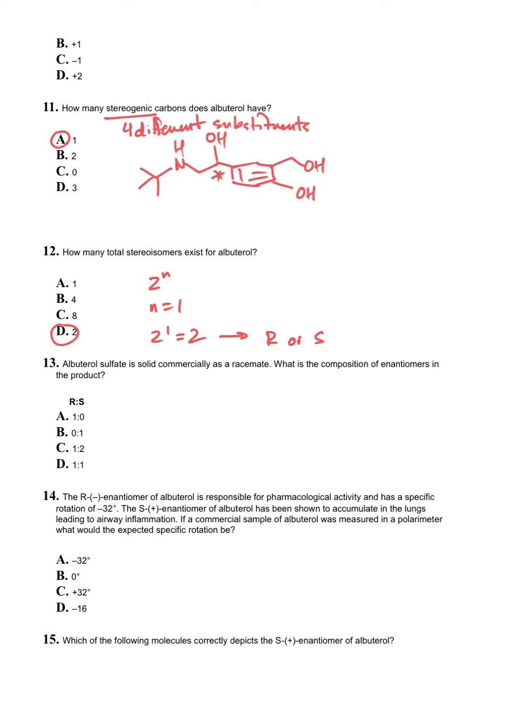Albuterol is sold as the racemate. What is the composition of enantiomers? So that's a 1-to-1 ratio. That's what racemate means. This next question is asking you, in a commercial sample of albuterol measured in a polarimeter, what's the expected specific rotation? So again, it's a racemate, so it's going to be 0. Which of the following molecules correctly depicts the S isomer of albuterol?